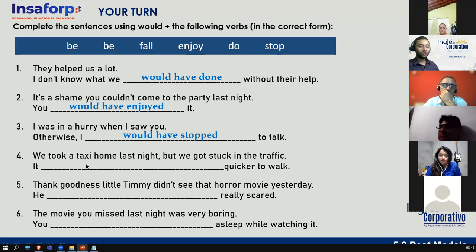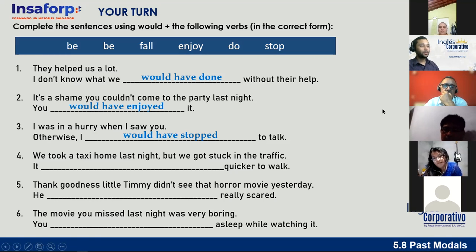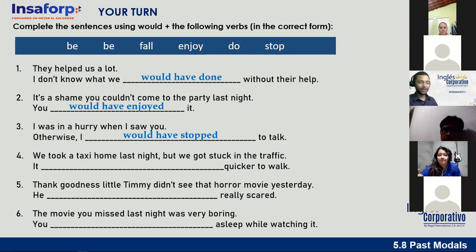So Francisco, number four, we took a taxi home last night, but we got stuck in the traffic. It would have be. What is the past participle of be? Been. Okay, been quicker. Can you say the complete sentence now? It would have been quicker to walk. Habría sido más rápido caminar. Good. Thank you very much. Thank you, Francisco.